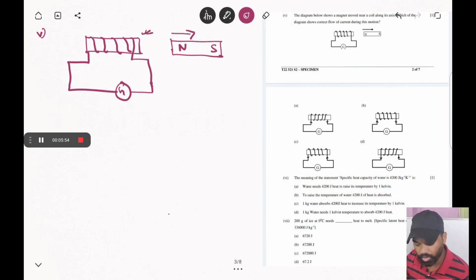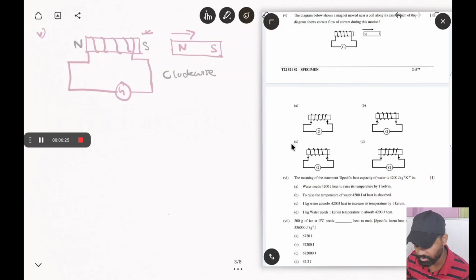At this point, a polarity will be induced which will oppose the motion, which means a south pole will be induced. Yes or no? So a south pole will be induced over here. Over here, a north pole will be induced. South pole means the direction of current will be clockwise. Yes or no? Direction of current will be clockwise direction. So look at all the figures.